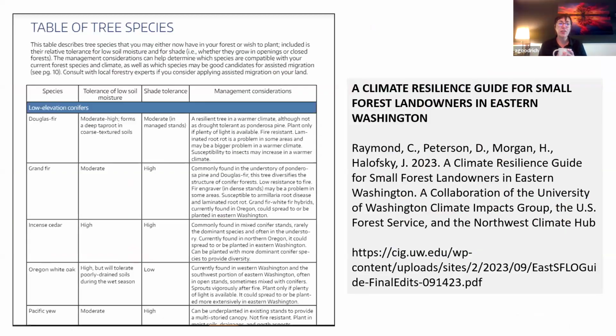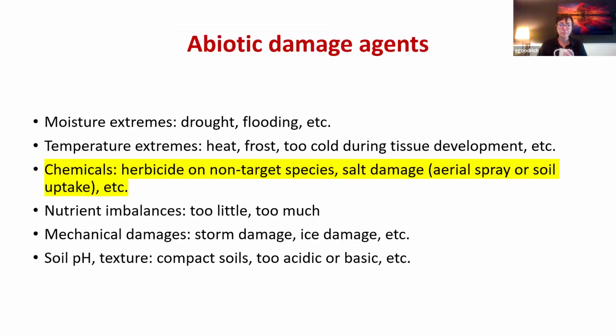And also one of the great things in here is the table of tree species in the appendix. It describes relatively the tolerance to low soil moisture and also the shade tolerance compared to one another, and provides some notes on management considerations for both east side and west side trees.